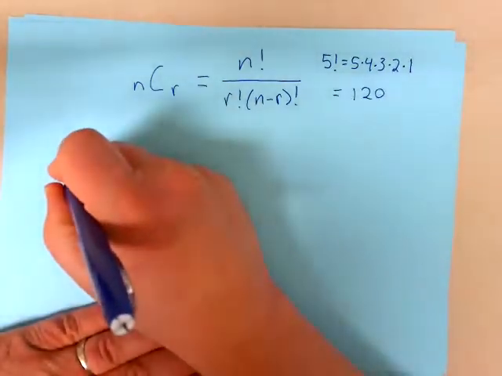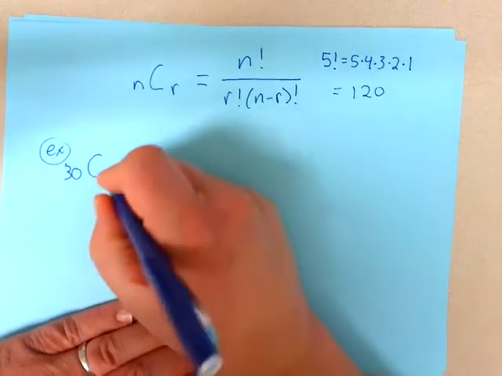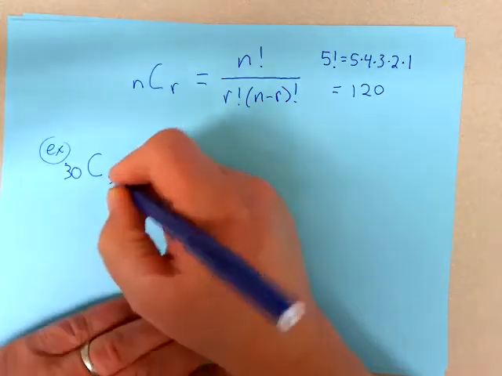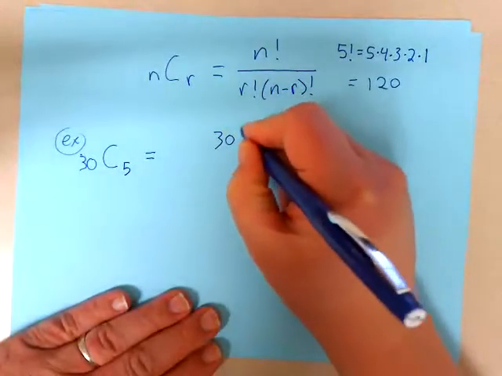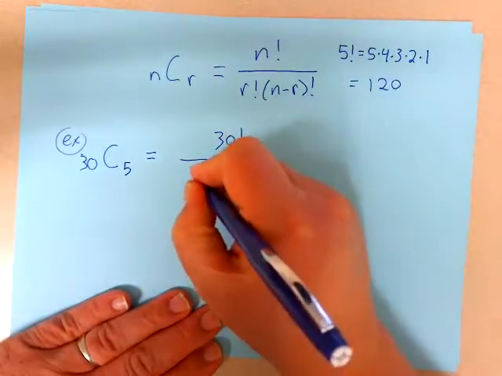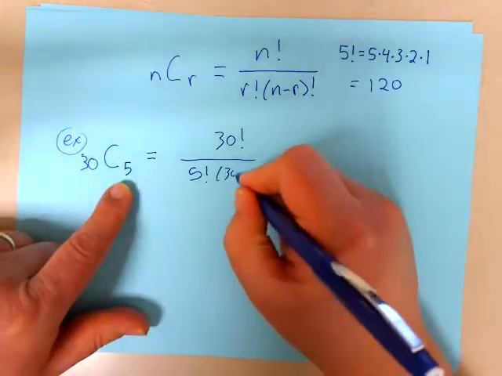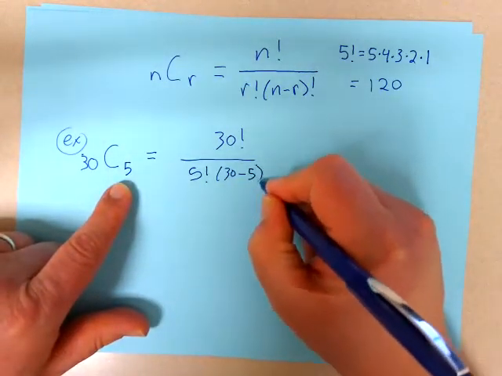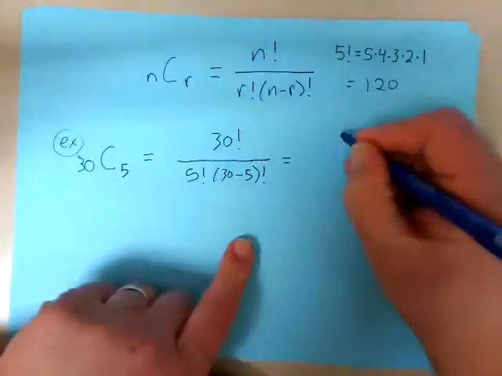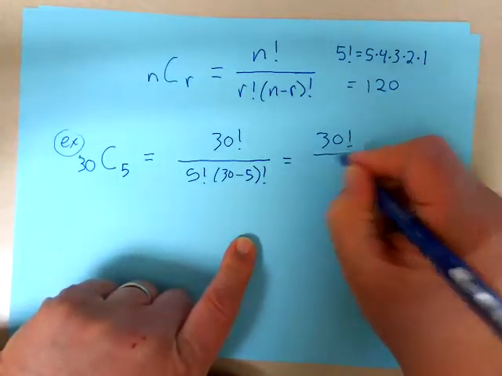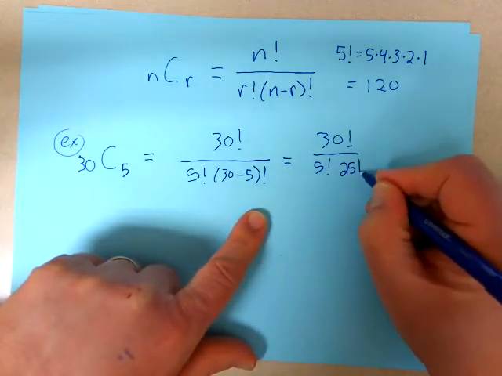So we'll do an example. I'm going to take 30 choose 5. Okay, so what I would do is I would have 30 factorial on top, and then 5 factorial on bottom, that's the R, and then 30 minus 5 factorial. So it'd look like that. But if I simplify this, then you can see what's really going on. And 30 minus 5 is 25.